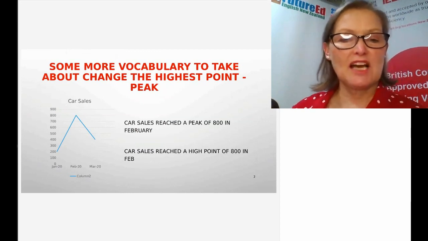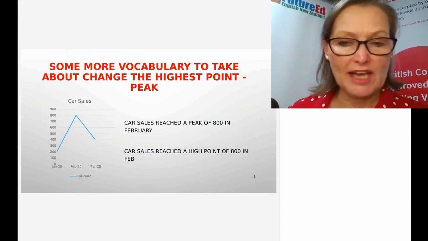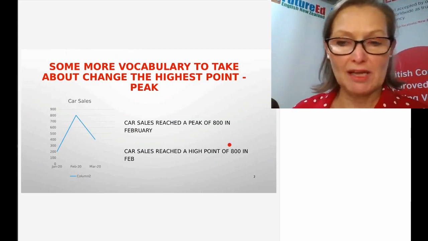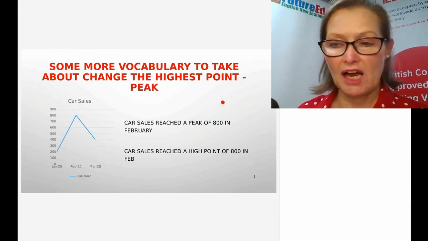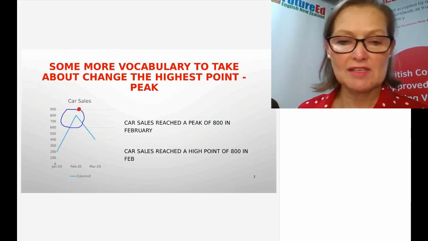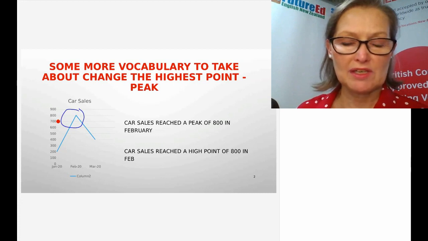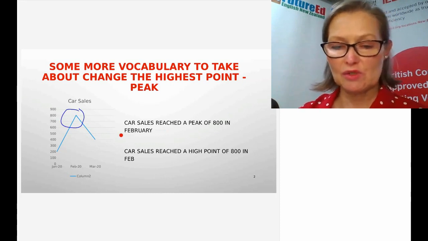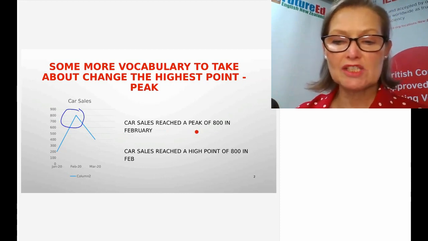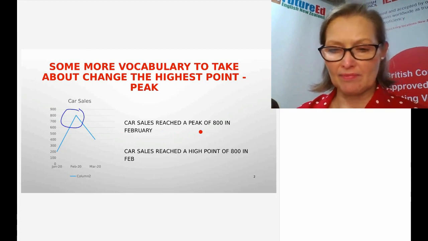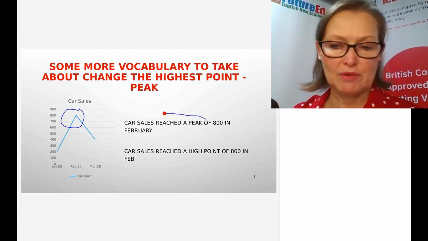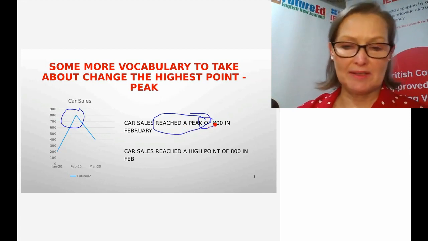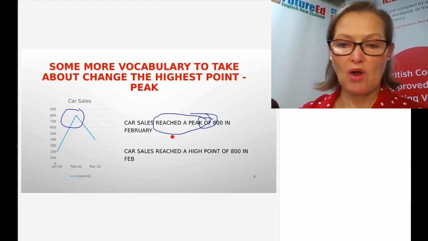So first of all, let's start with adding to our bank of vocabulary for our line graphs. And the first thing we want to be able to do is talk about the highest point on the graph, because this is something quite important. And there it is in this little simple sample. And the language we're going to use to talk about that are: car sales reached a peak of 800 in February. So have a look at that language, reached a peak.